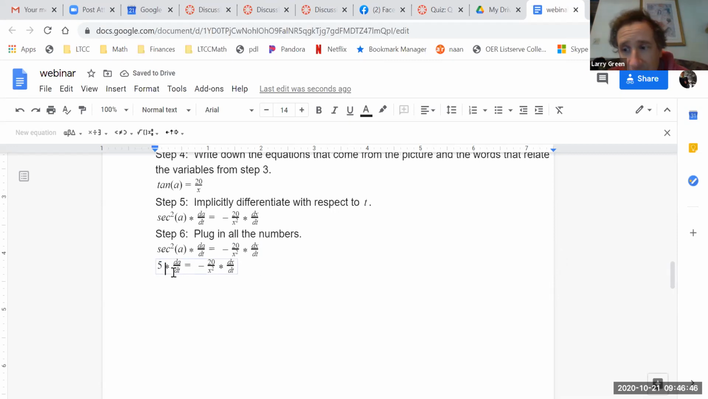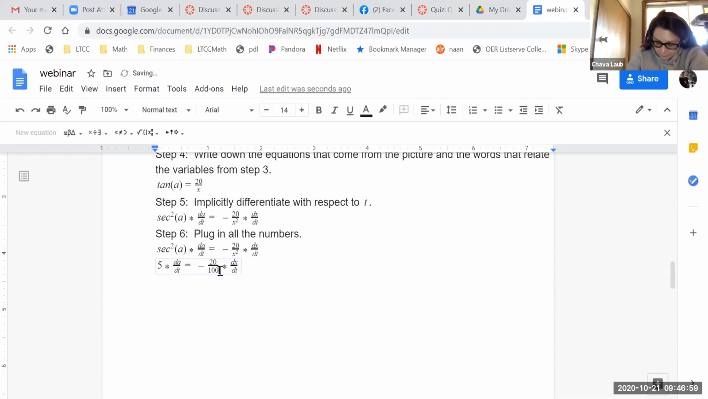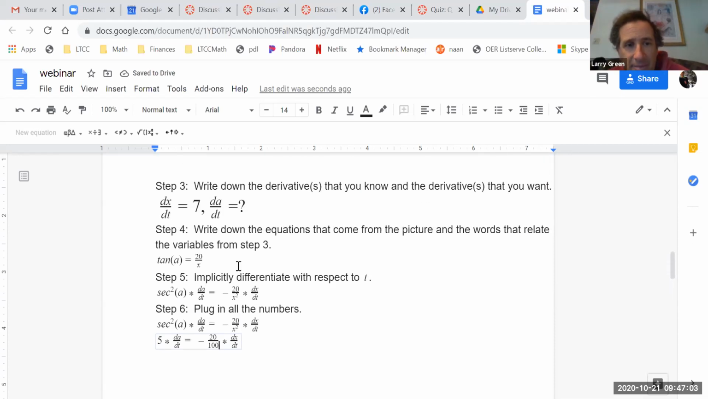dA dt is what we want. So obviously we don't know it yet. Negative 20 over x squared. Do you remember what x was? 10. So x squared is 100. And what's dx dt? Seven.